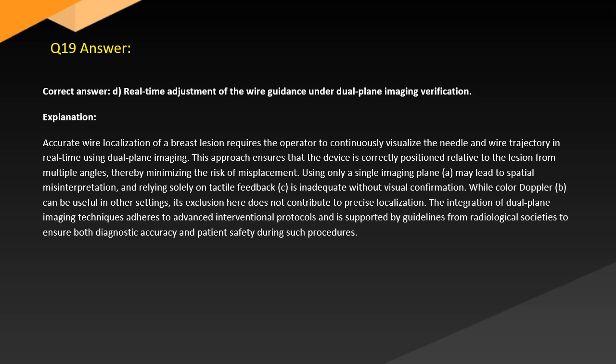Answer. Correct answer: D. Real-time adjustment of the wire guidance under dual-plane imaging verification. Explanation. Accurate wire localization of a breast lesion requires the operator to continuously visualize the needle and wire trajectory in real time using dual-plane imaging. This approach ensures that the device is correctly positioned relative to the lesion from multiple angles, thereby minimizing the risk of misplacement. Using only a single imaging plane (A) may lead to spatial misinterpretation, and relying solely on tactile feedback (C) is inadequate without visual confirmation.